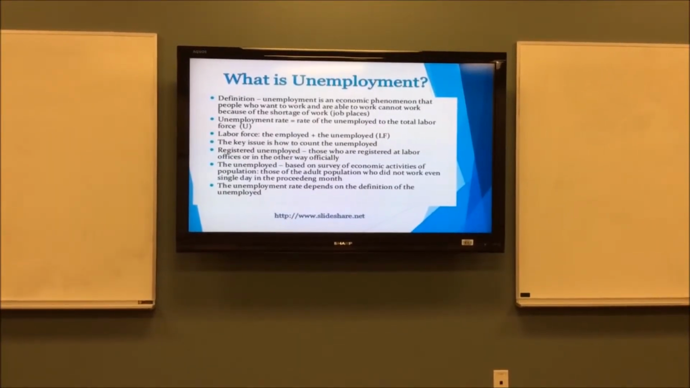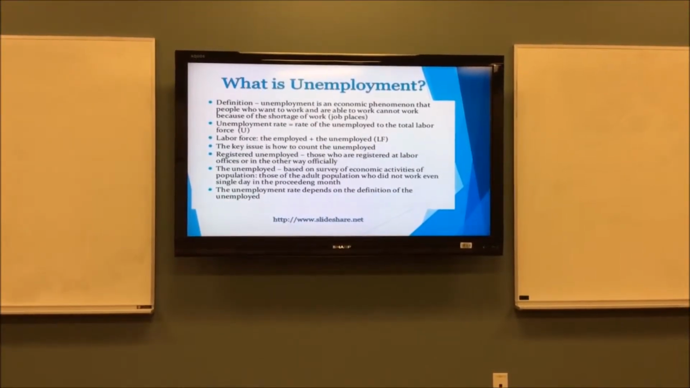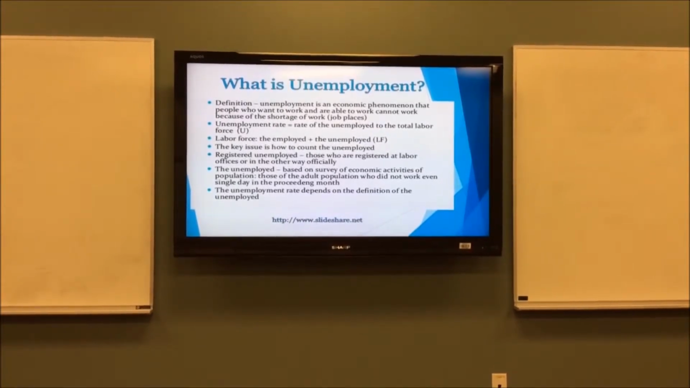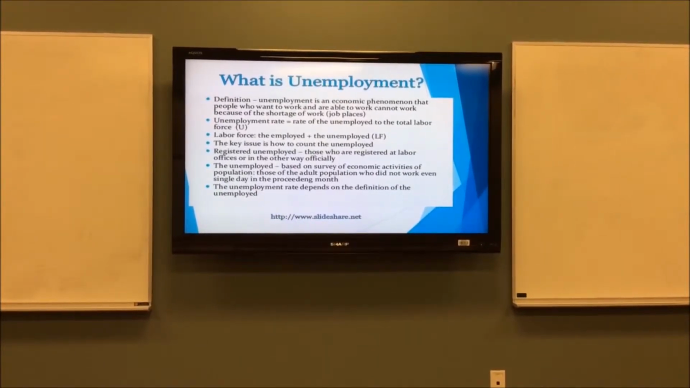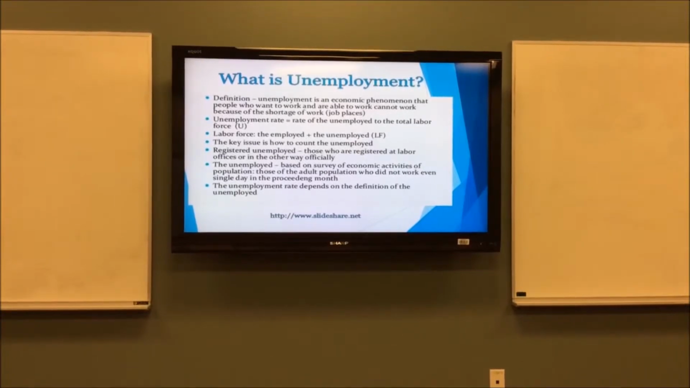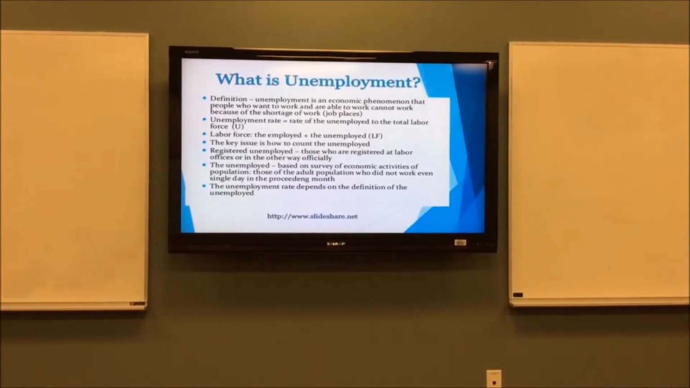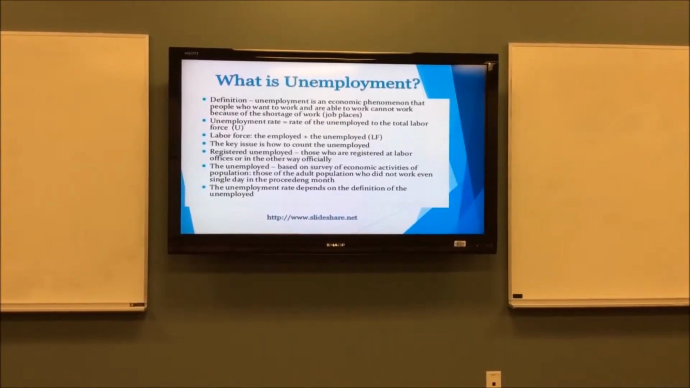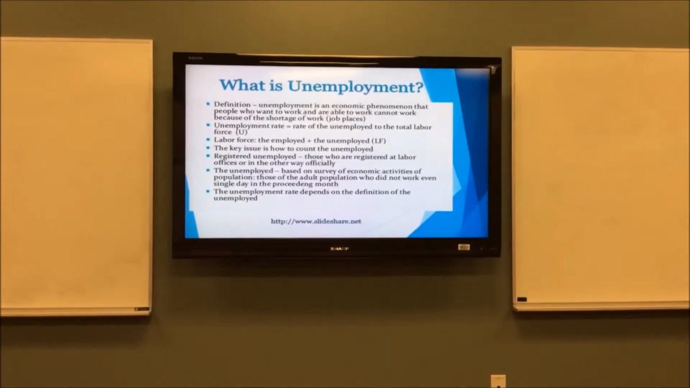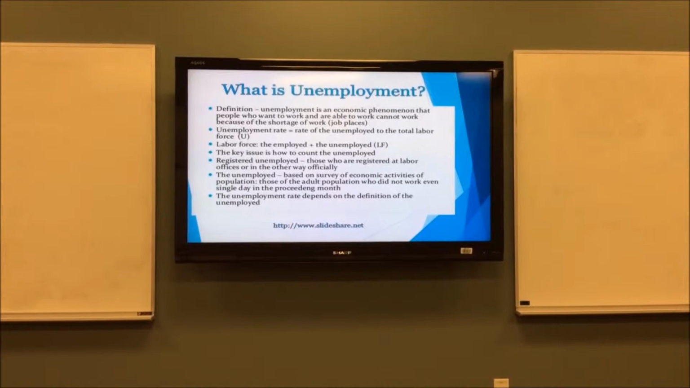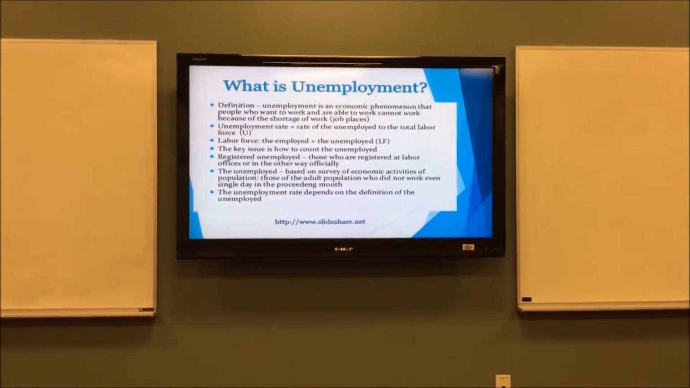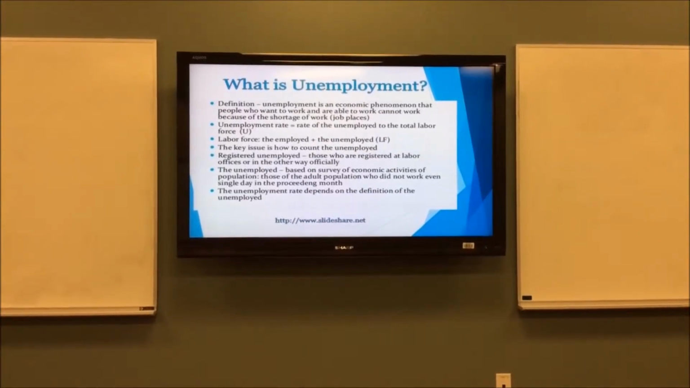Registered unemployed consists of those who are registered at labor offices or in the other way officially. The unemployed based on survey of economic activities of population are the adult population who did not work even a single day in the preceding month. The unemployment rate depends on the definition of unemployed.